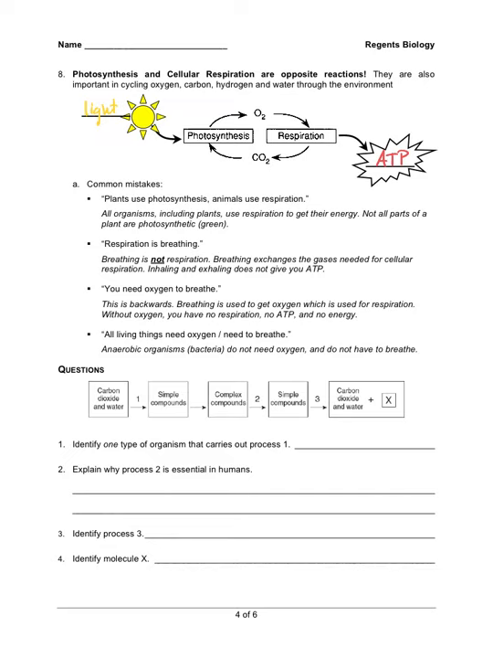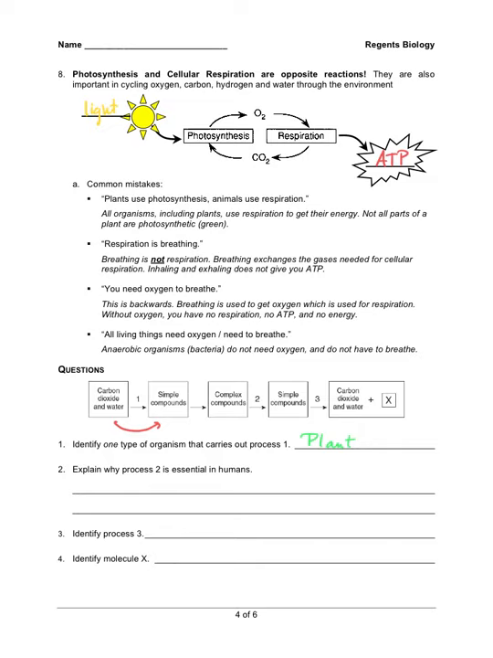Finally, we're going to go over some questions about photosynthesis and cellular respiration. So number 1 says, identify one type of organism that carries out process number 1, which is making carbon dioxide and water into simple compounds. So that organism could be a plant. Number 2 says, explain why process number 2 is essential to humans.